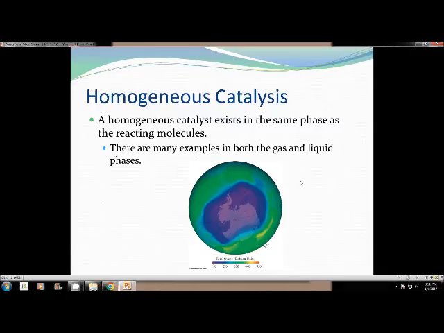Homogeneous catalysts are in the same phase, and so these happen both in gas and liquid. Here in this picture, I have a picture of ozone on Earth's surface. There are catalysts in the atmosphere that are making the gases in the atmosphere react and make ozone, O3, or other potentially harmful gases. And those catalysts are actually in gas form as well. So that would be a real world example of a homogeneous catalyst.